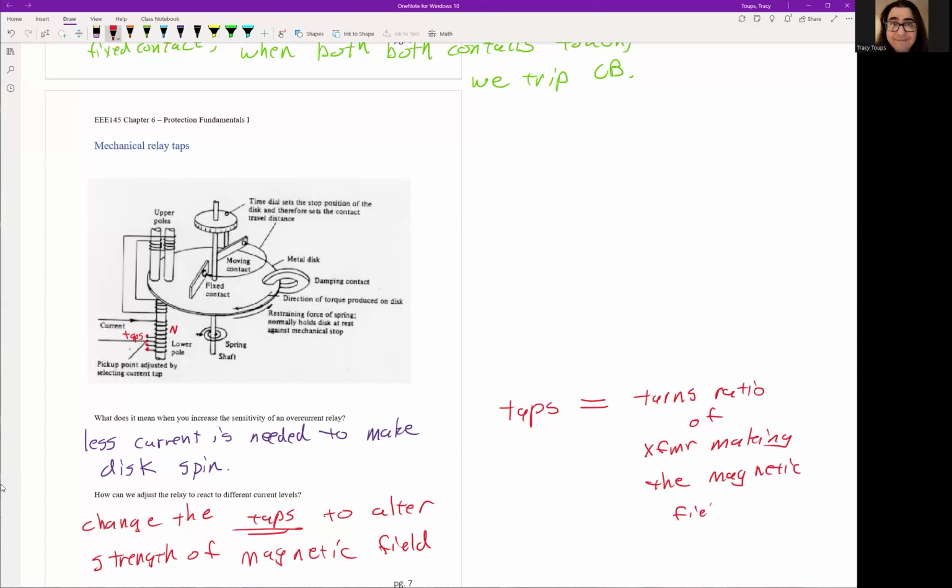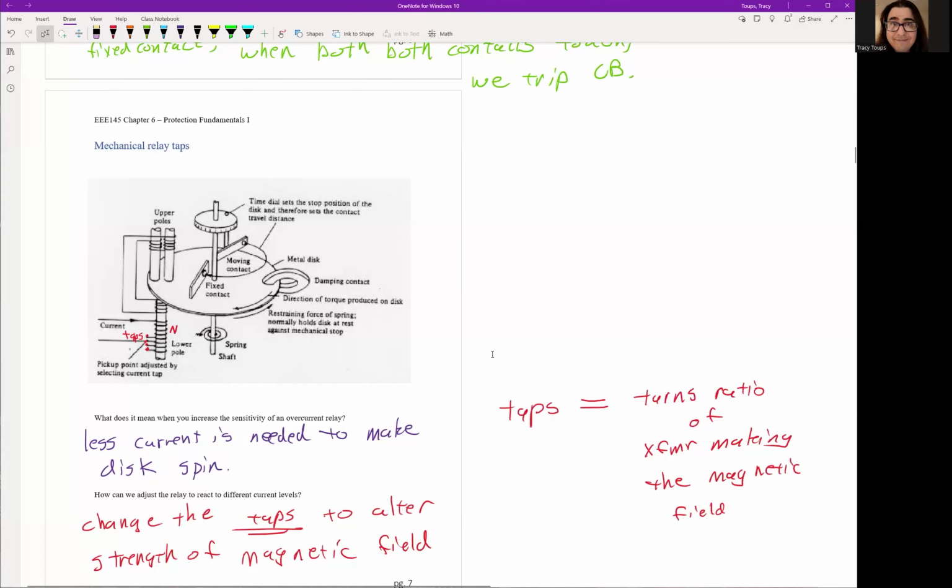Okay. So if you put a tap all the way to the bottom, you're going to put a lot of turns here. So you're going to change the magnetic field versus putting the wire at the very top tap here. You're going to alter your N ratio. You're going to change the magnetic field strength. And thus you could change the amount of current it takes to make the disc spin. So we could go from tap 4, 5, 6, 7, 8, 9, 10. And that will be a certain amount of current level needed to make the disc spin. And that's how we can program the relay, by mechanically changing the turns on the transformer, maybe the spring rate in the disc, this type of stuff, okay?